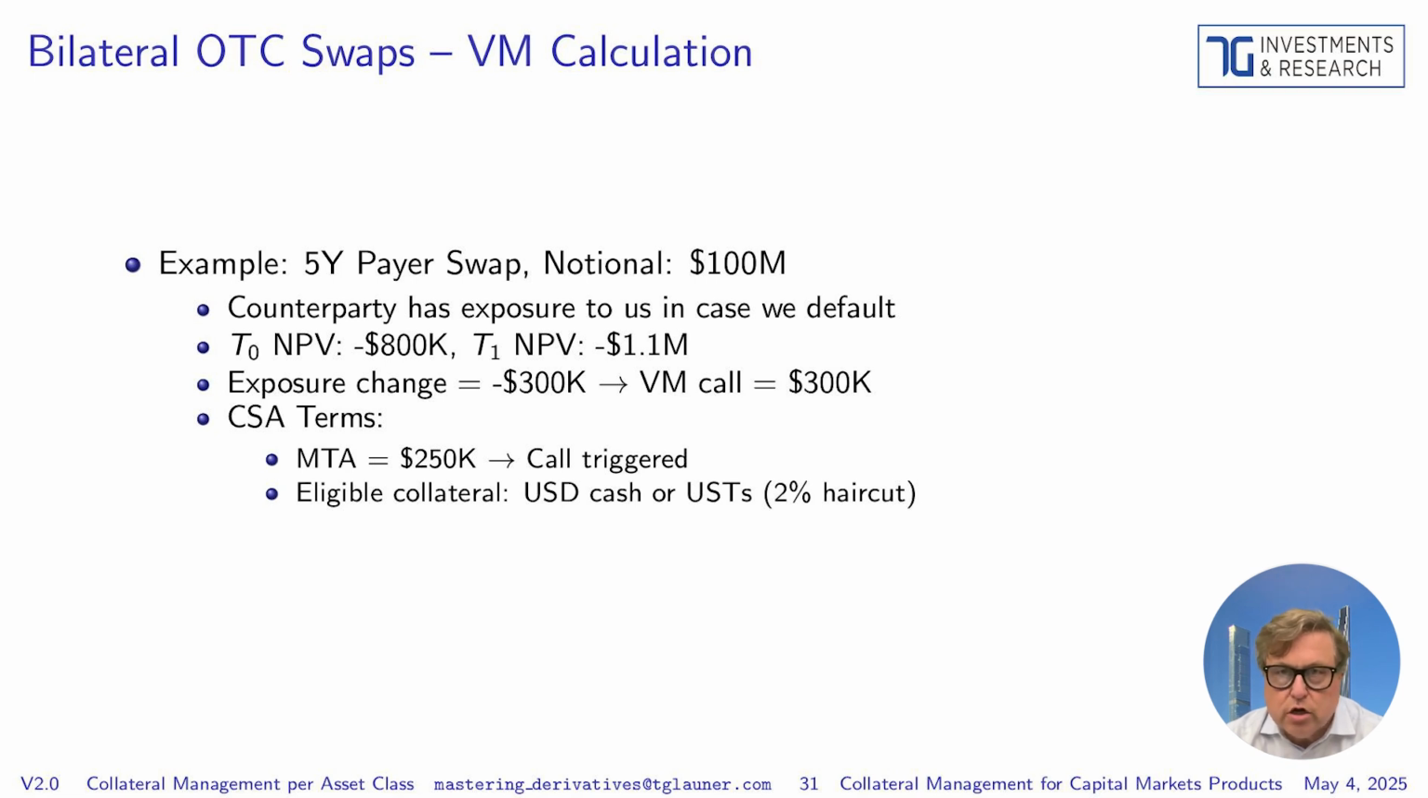By time T1, the next day, this net present value has decreased further to negative $1.1 million. This results in an exposure change of $300,000 for the counterparty. The CSA terms specify that the minimum transfer amount is $250,000. Since the exposure change exceeds this threshold, it triggers the call for collateral posting of $300,000. Eligible collateral includes US dollar cash or US Treasury securities, with a 2% haircut applied to their value when used as collateral in this context.